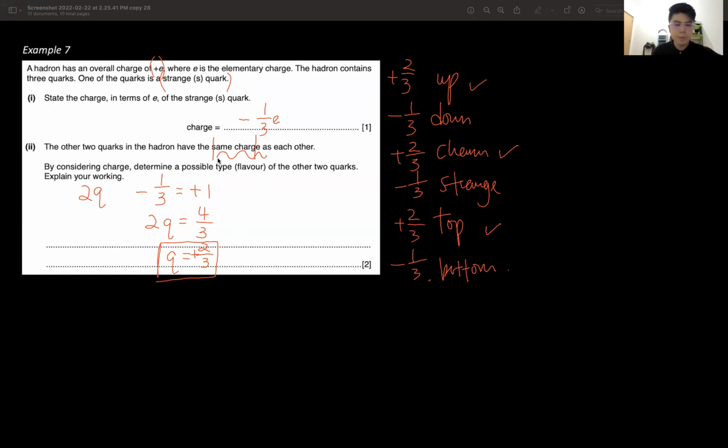So the answer is what? You can just pick one. Just pick the common one. You can say up, up, strange. If you write charm, charm, strange, that is also correct. Or top, top, strange, that is also correct, since the charges are the same.